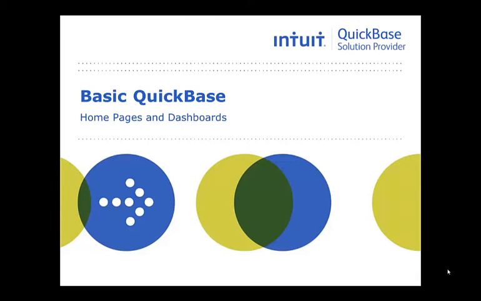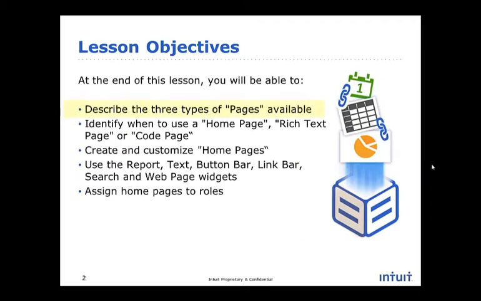Homepages or dashboards give us a way of displaying important information gathered on one page. Homepages are assigned to roles so that when someone in a role logs into QuickBase, they see the reports and information meant for them. At the end of this lesson, you'll be able to describe the three types of pages available, identify when to use a homepage, rich text page, or code page, create and customize homepages, use the report, text, button bar, link bar, search, and web page widgets, and assign home pages to roles.